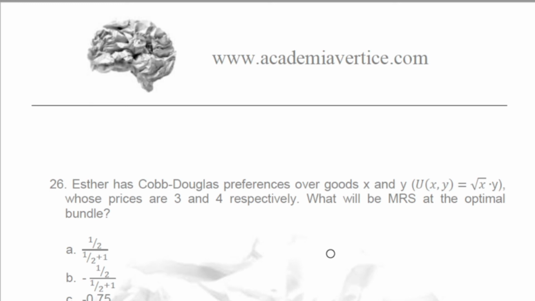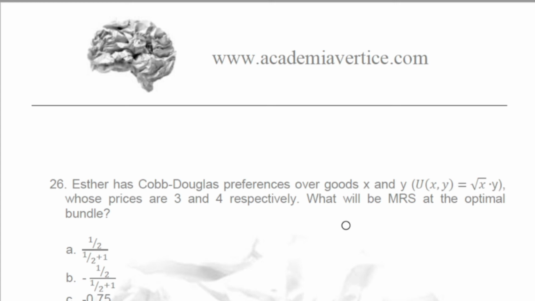Now, 26th. Esther has Cobb-Douglas preferences over goods X and Y, for example, like this, whose prices are 3 and 4 respectively. What will be the MRS at the optimal bundle?